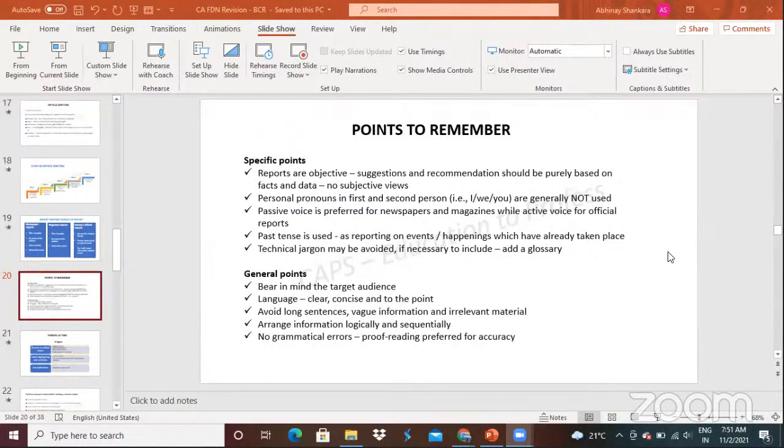General points. Bear in mind the target audience. Language should be clear, concise, and to the point. Avoid long sentences, vague information, and irrelevant material. Arrange information logically and sequentially. No grammatical errors. Proofreading preferred for accuracy.